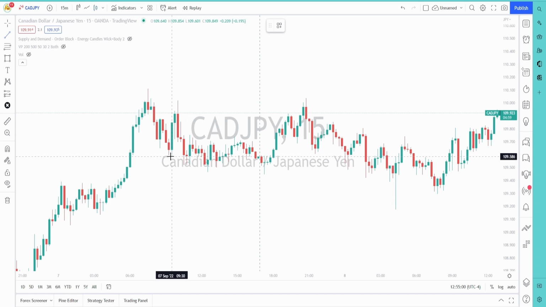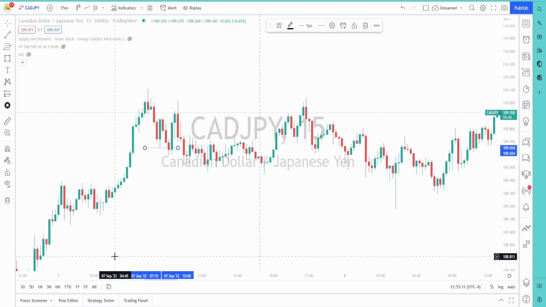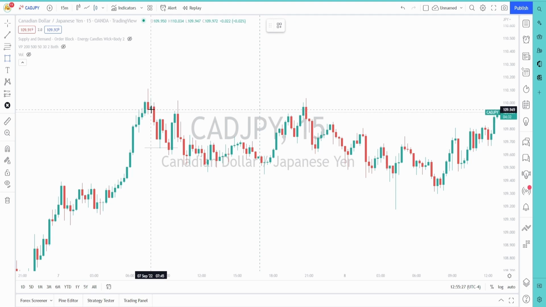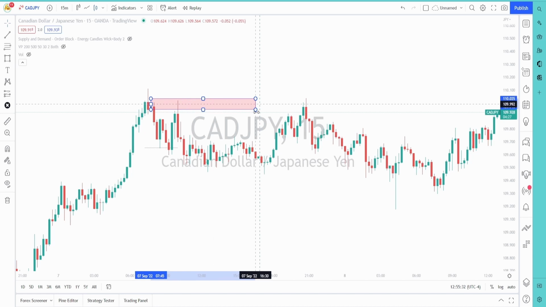Now, at this point, there was a lower low here, and you can see that it broke the previous low. Now, you could mark the body or the wick if you want, but for this example, I'm using the wicks. And what do we look for? An area of supply as a potential trading opportunity.